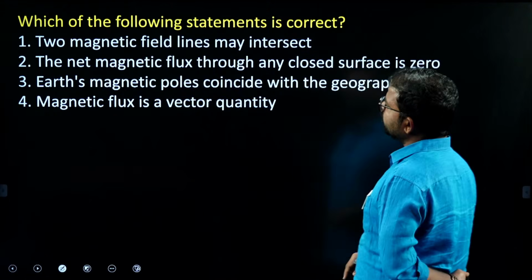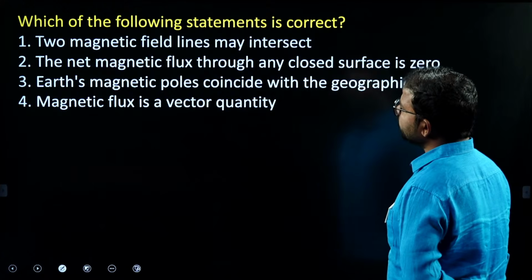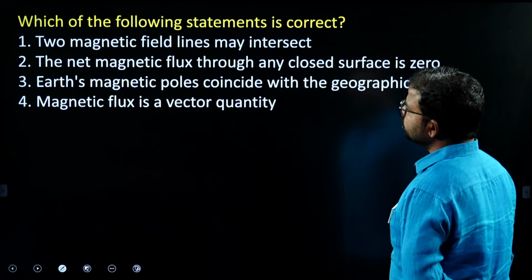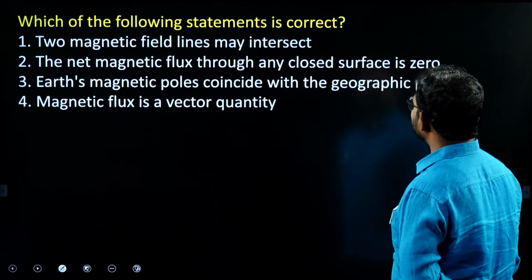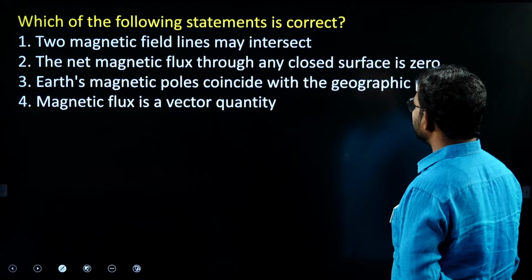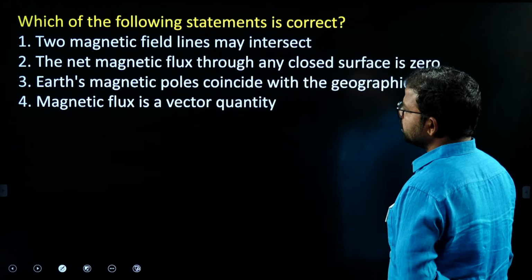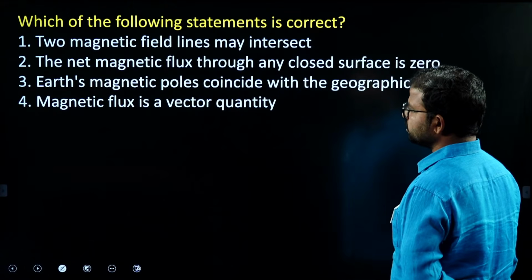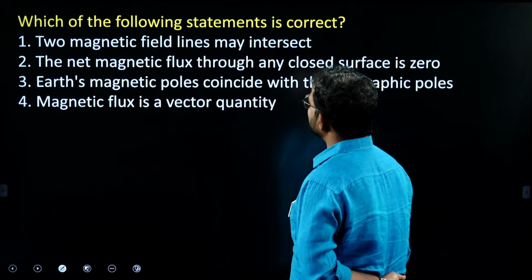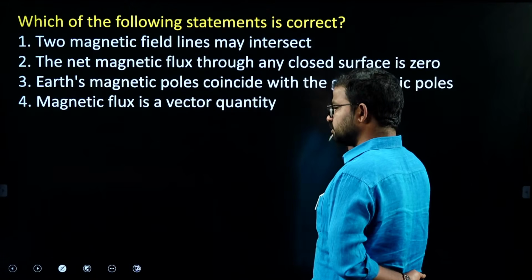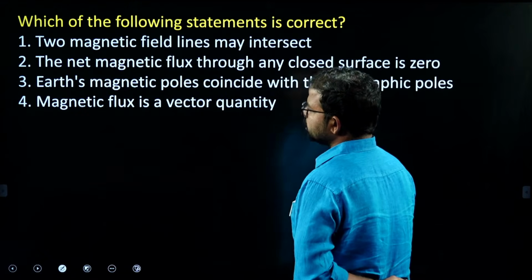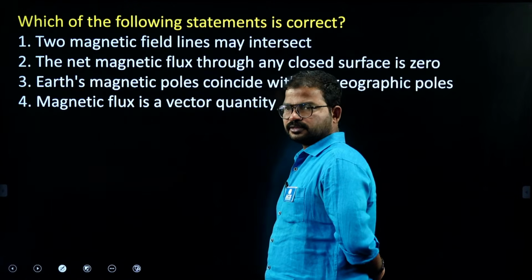Which of the following statements is correct? Two magnetic field lines may intersect. The net magnetic flux through any closed surface is 0. Earth's magnetic poles coincide with the geographic poles. Magnetic flux is a vector quantity. Which is the correct statement here? Anyone, guys?